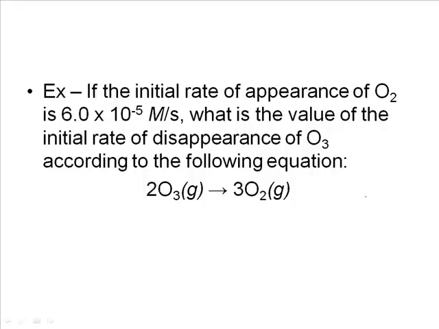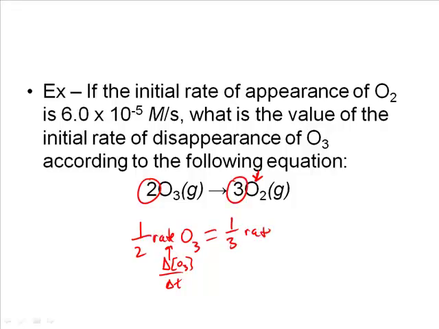If the initial rate of appearance of O2 is 6 times 10 to the negative 5th molar per second, what is the value of the initial rate of disappearance of ozone, which again is O3? Okay, so we know that 1/2 the rate of O3, and again, we could write it the fancy way, the change in the concentration of O3 over the change in time, but all that means is the rate of O3 equals 1/3 the rate of O2.